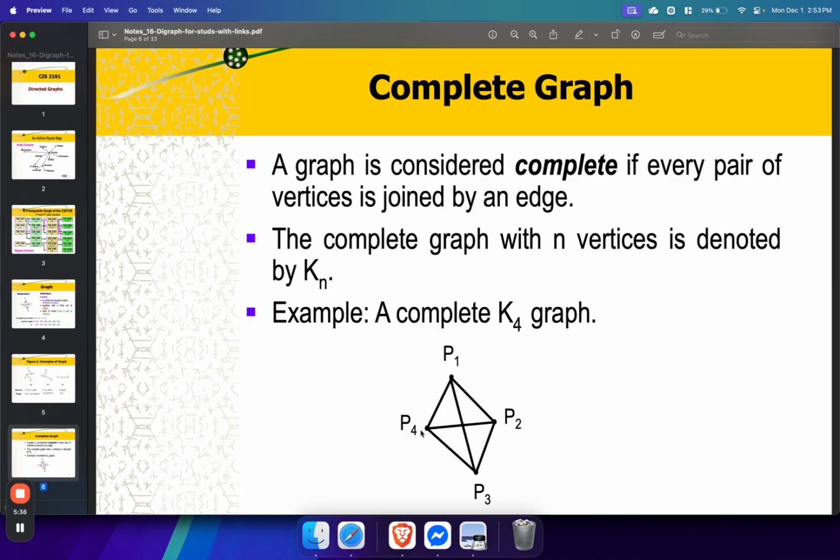A direct edge, so from P4 to P1 there is an edge, P4 to P2 there is an edge, P4 to P3 there is an edge. So there is a single line path to all of the vertices from P4. Same with P3: I have P3 to P4, P3 to P1, P3 to P2. From P2, I also have a line going to each of the vertices, and P1 also has an edge going to each of the vertices. So this graph is considered to be complete.